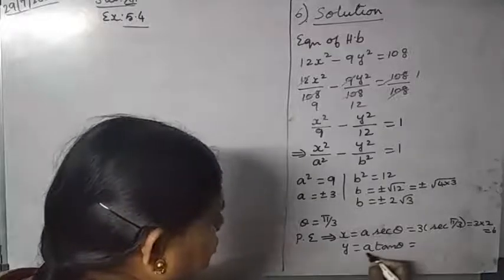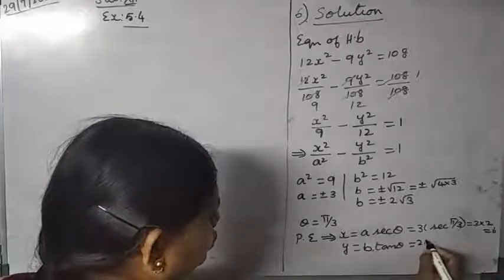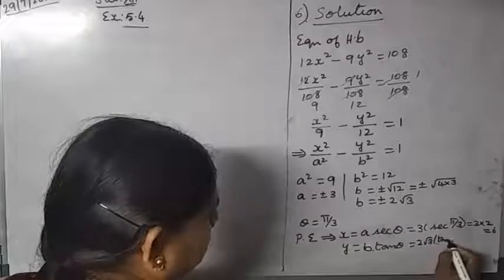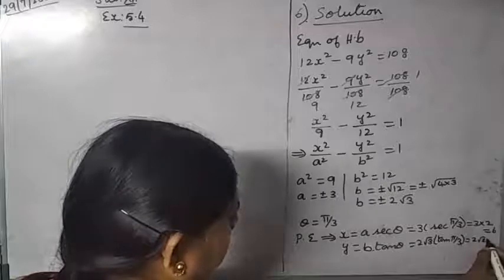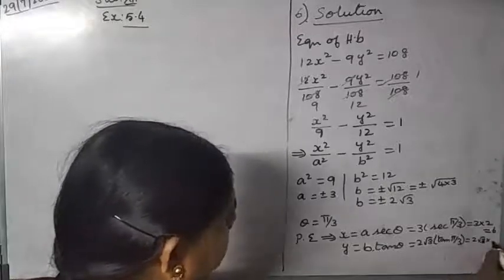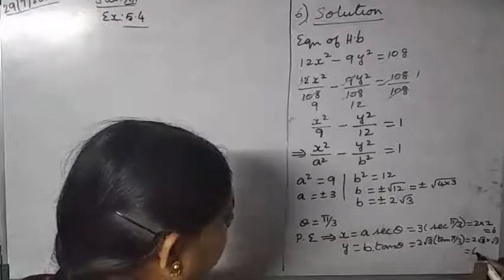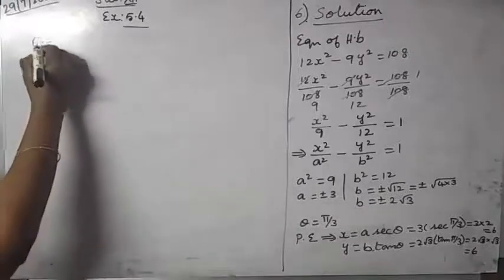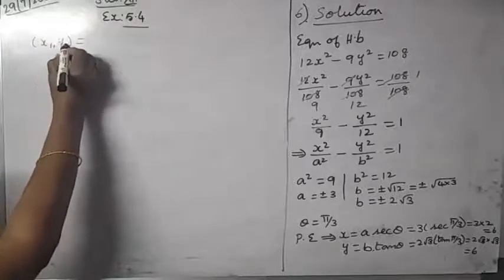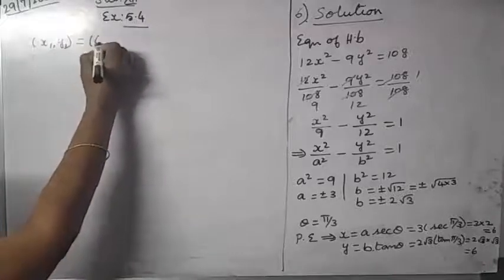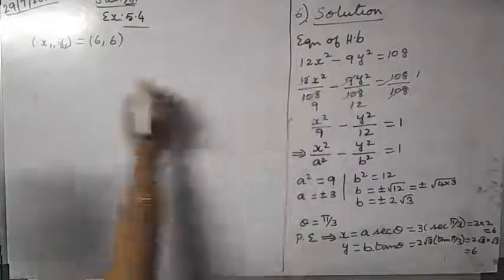And here if I substitute, here it is b tan theta. So what is b? 2 root 3 tan pi by 3. And 2 root 3 into, what is tan pi by 3? Root 3. So root 3 into root 3 is 3. So 2 into 3 is 6. So the point x comma y, or we can take x1 comma y1, is equal to 6 comma 6. Take like this, and now write the equation.